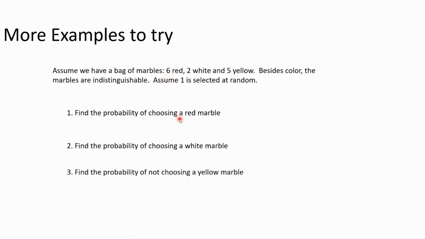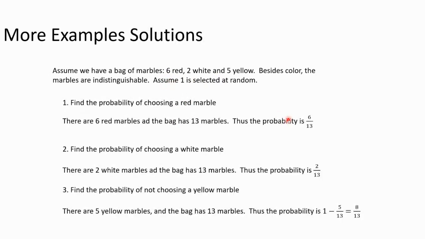So what's the probability then of choosing a red marble? Well, there are 6 ways we can choose a red marble because there are 6 red marbles in there. And we just said in total there are 13, so it would be 6 out of 13, as you can see.